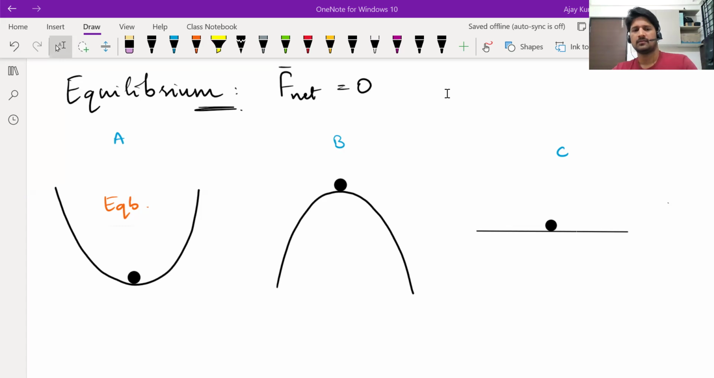Tell me what forces act on it after we leave it. Sir, gravity and weight. Gravity and weight are the same, tell me correctly. Sorry, normal and weight. Weight acts vertically downward. Normal force, which way will it act? Sir, upwards. At that point, the surface is horizontal.